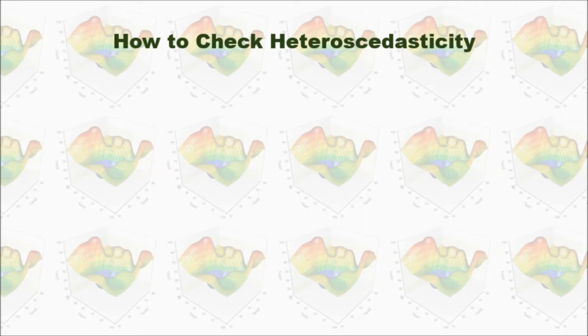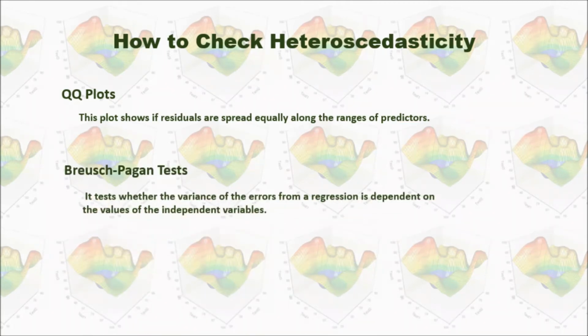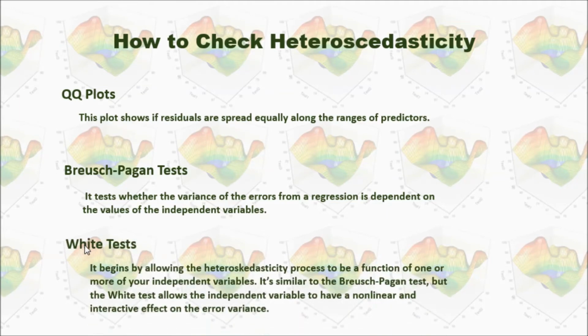How can we check heteroskedasticity? We can use QQ plots and check heteroskedasticity visually, or we can use the Breusch-Pagan test, or we can use the White test. In my previous video, I discussed how to test heteroskedasticity in detail. You are welcome to watch that video first if you haven't done so.